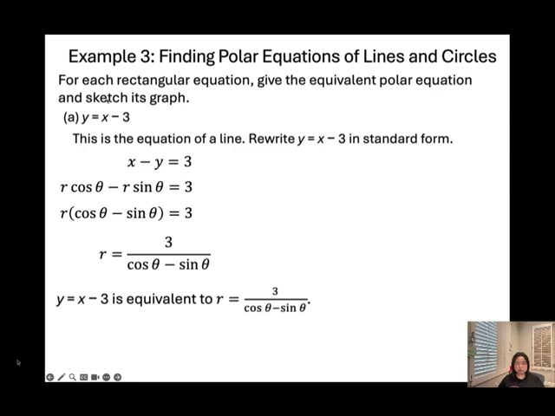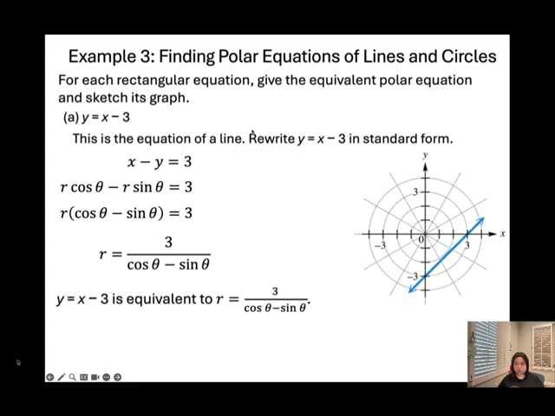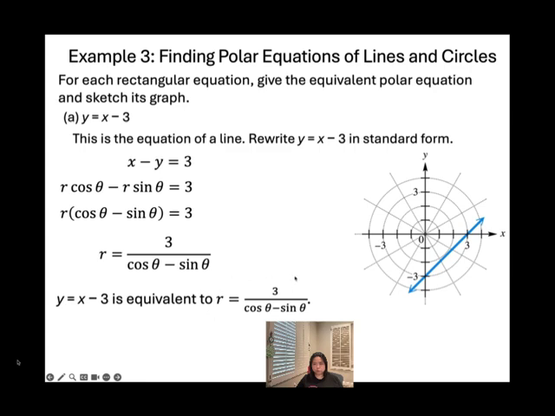And then sketch its graph. I would use the y equal to x minus 3 to sketch the graph because I know this is going to be the straight line. If you want to graph it with the polar equation, then you're going to plug in the theta one by one and then calculate the r. So it will be easier if you guys use the rectangular equation.